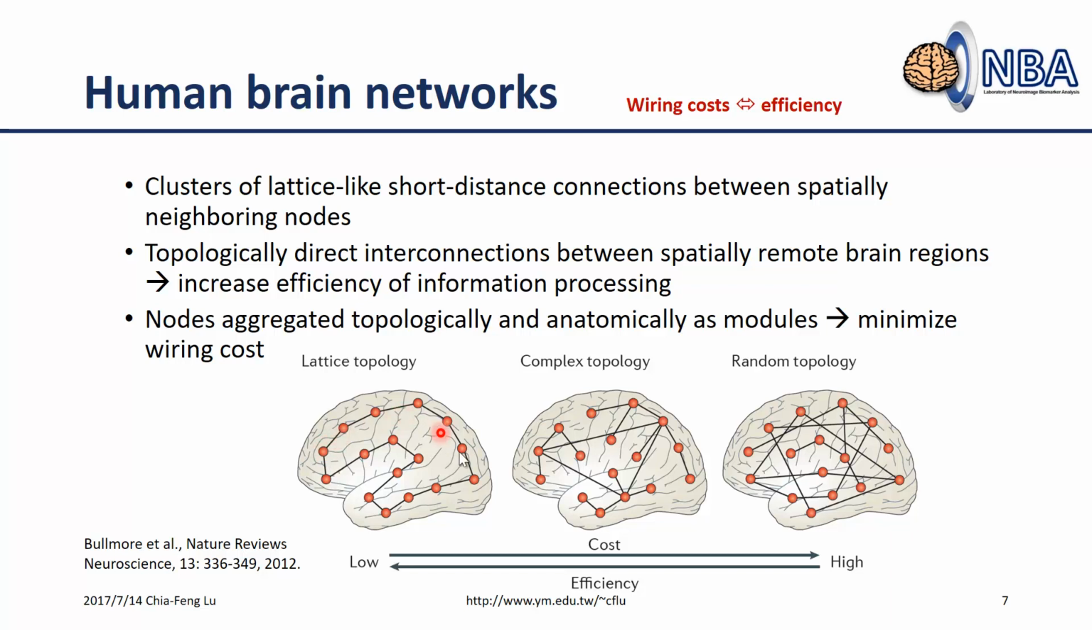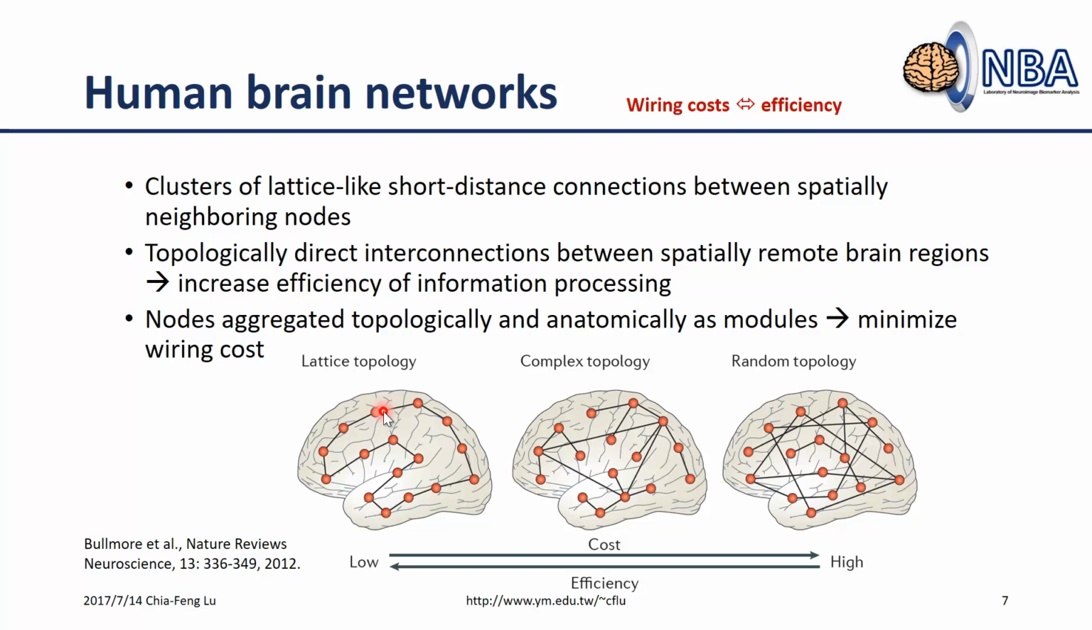Regarding this kind of connection, you can see the cost. Sometimes we call it the wiring cost. When you try to connect all the nodes within this brain, how many wires or lines do you need to do so? In this case, you always use very short lines or short connections.